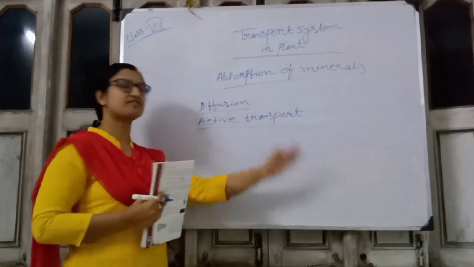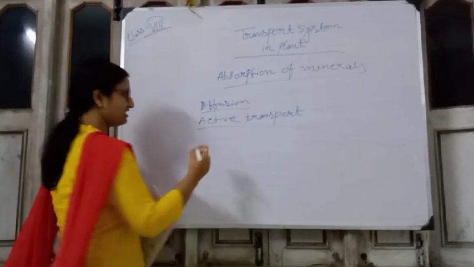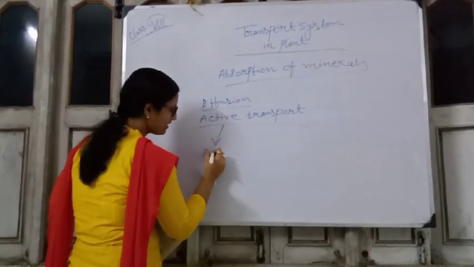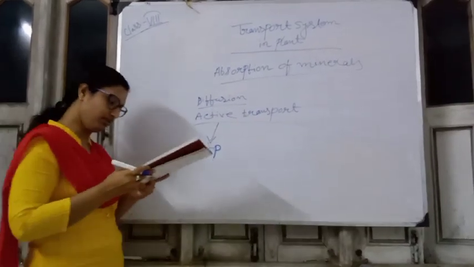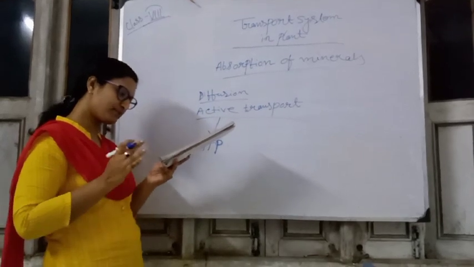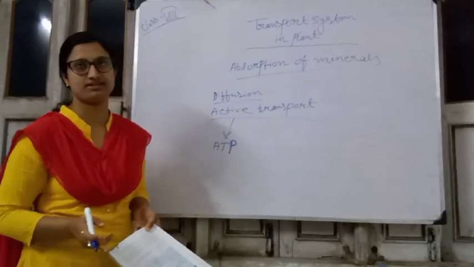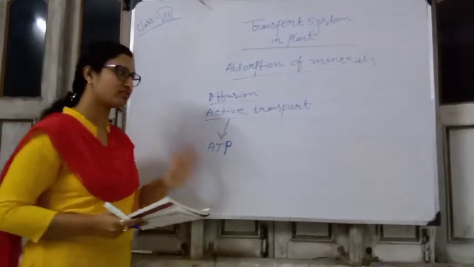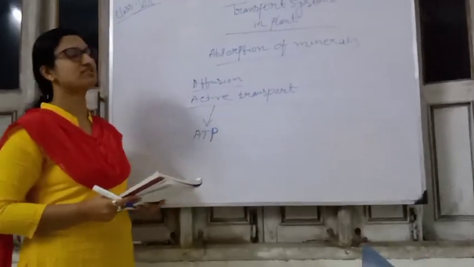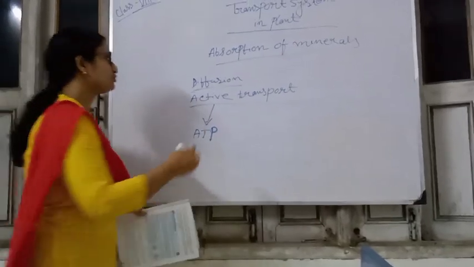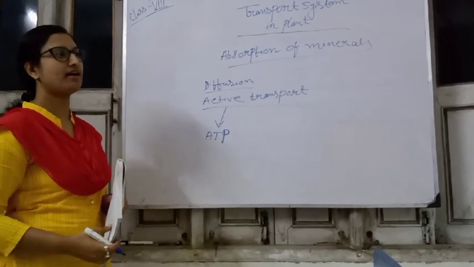But what is the active transport process? Active transport needs energy in the form of ATP. Active transport is the process of movement of mineral molecules from the region of lower concentration to the higher concentration. When moving from lower to higher concentration, the plants need energy, called ATP. Through these two processes, diffusion and active transport, the plant absorbs the minerals.